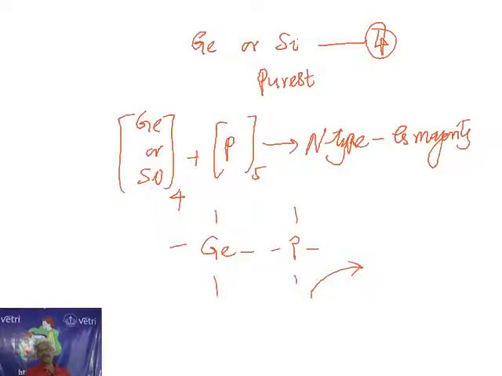That is the thing you have to understand. So, with electrons as the majority, the other one is positive. Positive means hole, H-O-L-E. Holes are the minority carrier. These are all called extrinsic semiconductors.